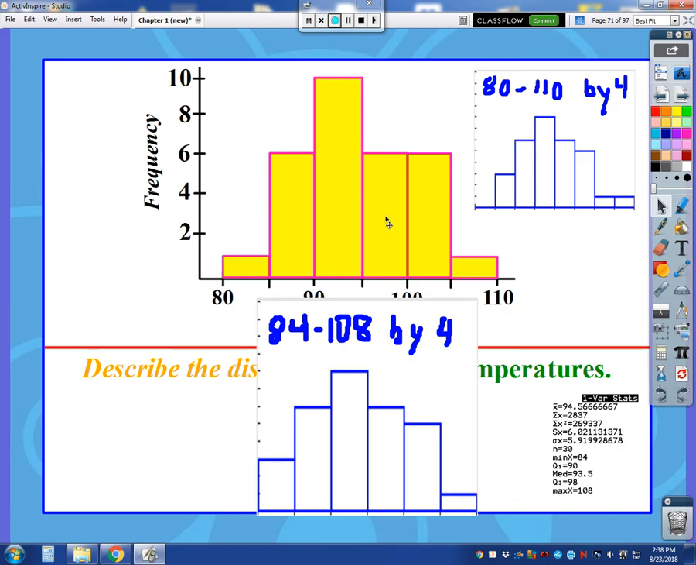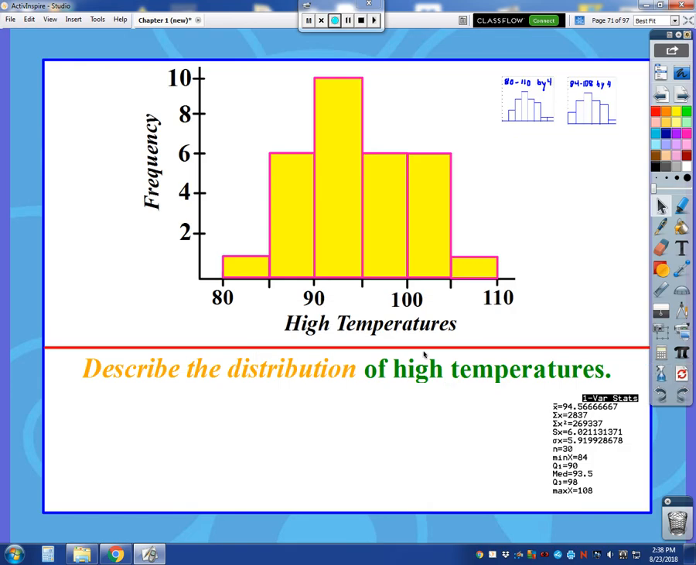I think this one looks more like our original histogram, but there is some slight variation. Okay? So just know that your histogram might look slightly different than mine if you started and ended at different values and whatever the bin width is or whatever you count by. All right? It might be slightly different.